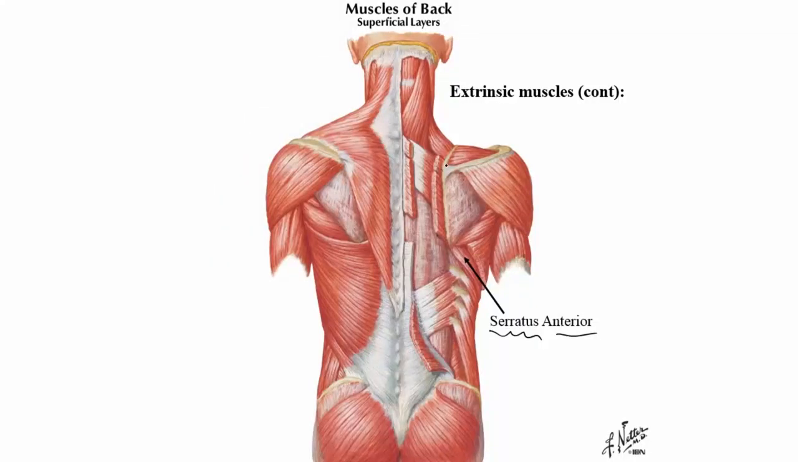Its posterior attachment is going to be to the anterior aspect of the vertebral edge of the scapula. So right on the anterior surface of the scapula where I have drawn. So this particular muscle is important in doing push-ups. So taking the scapula and sliding it around the body.